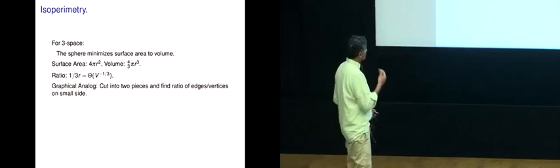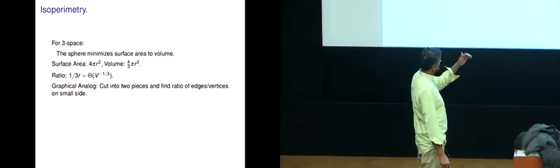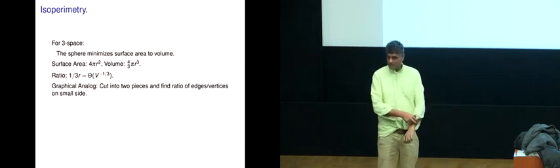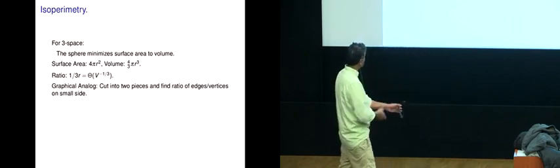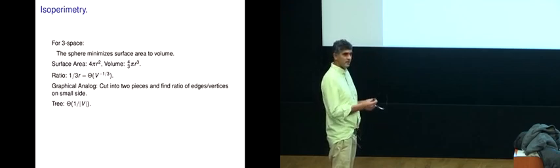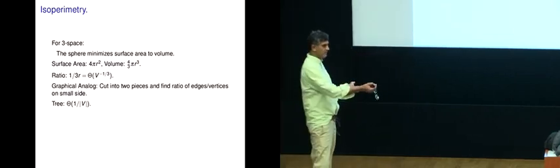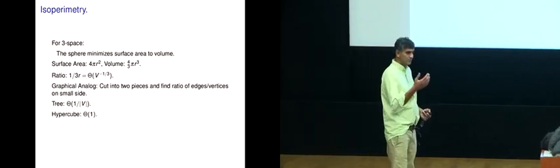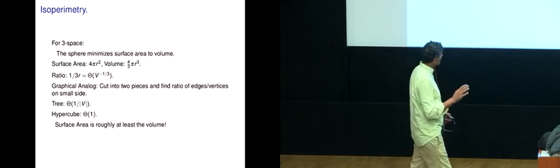The graphical analog of that is to cut the graph into 2 pieces and find the ratio of edges to vertices on the small side. Graphs often model things like climate, and this is one of the things they look at. We saw that the tree basically wasn't very connected at all. You could cut off very little surface area and cut off huge volume. You could cut many people apart by taking out one node. For the hypercube, if you want to take out k people, you have to cut at least k edges. The surface area is roughly at least the volume.